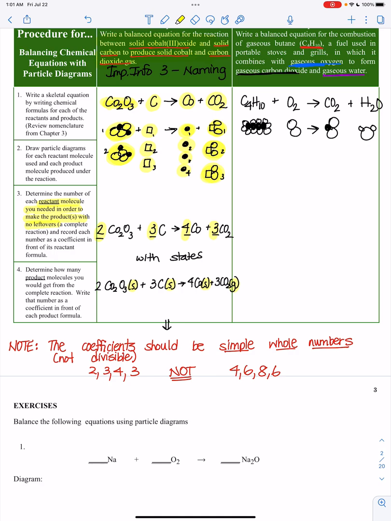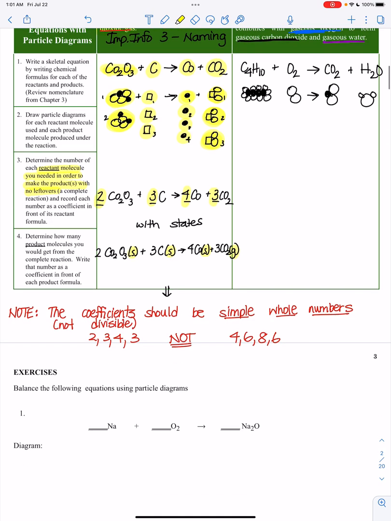A note, kind of like ionic formulas, the coefficients should be simple whole numbers, not divisible. So up here, we had 2, 3, 4, 3, not 4, 6, 8, 6. Be careful. I have seen students in the past get 4, 6, 8, 6, and it's because you miscounted and did the reaction maybe twice. If you do get 4, 6, 8, 6, you would have to divide them all by 2 to get your actual coefficients of 2, 3, 4, 3.